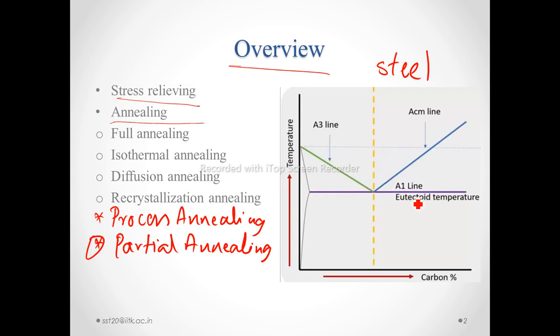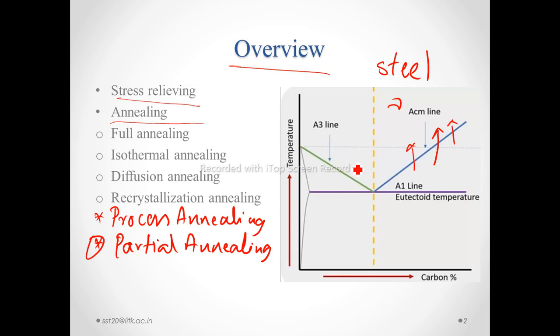This A1 line is known as the eutectoid temperature, and this ACMS line is known as, in hyper-eutectoid steel, the temperature at which the solution of cementite in the austenite is completed during the heating process. This is hyper-eutectoid steel. We know this one. During the heating process, after this temperature, all the steels are converted into the austenitic region. This is the gamma region.